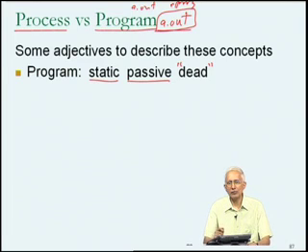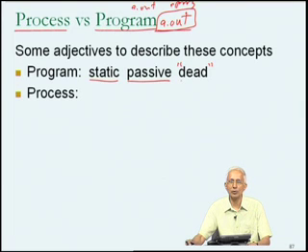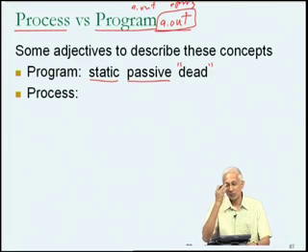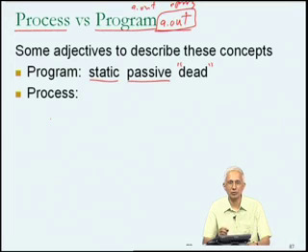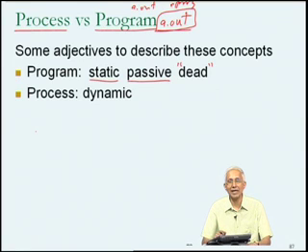Now, as you'd suspect, I'm going to use terms which are quite different from static, passive, and dead to describe the process. Unlike the program, we understand that the process comes into existence when a request is made to execute a program, and subsequently the program may run as many processes. Each of those processes is going to have the kinds of properties that we're going to try to list through adjectives in the next line. As opposed to static, I might describe the process as being dynamic.